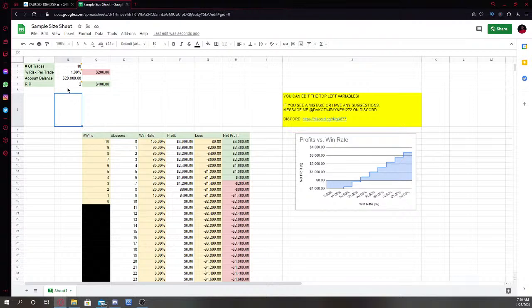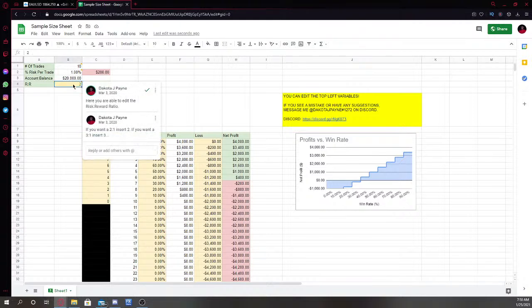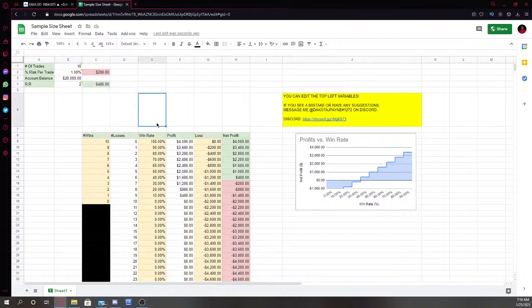Now, if you had a risk reward ratio of 2, right? You have a 2-to-1 risk reward ratio. That means you're going for 2 times what you're risking on each one of those trades. And the bare minimum amount of trades that you would have to win in order to be profitable after those 10 trades is 4, right? So you need a 40% win rate.